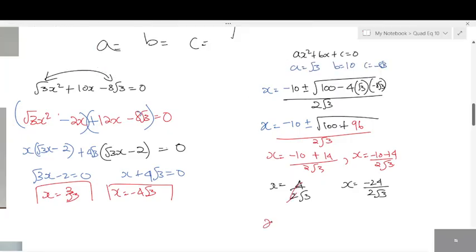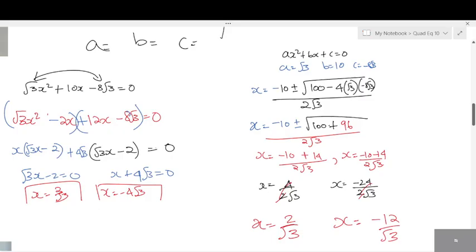For one value, you're getting 2 by root 3. And for the other one, it is? Yeah, correct. X is equal to minus 12 by root 3. Rationalize this. If you rationalize, root 3 into root 3, you'll get minus 4 root 3. Can you see the answers? They are the same.